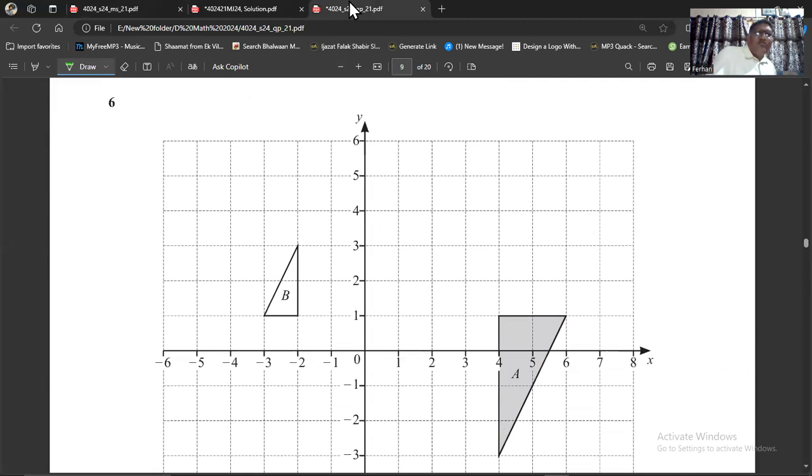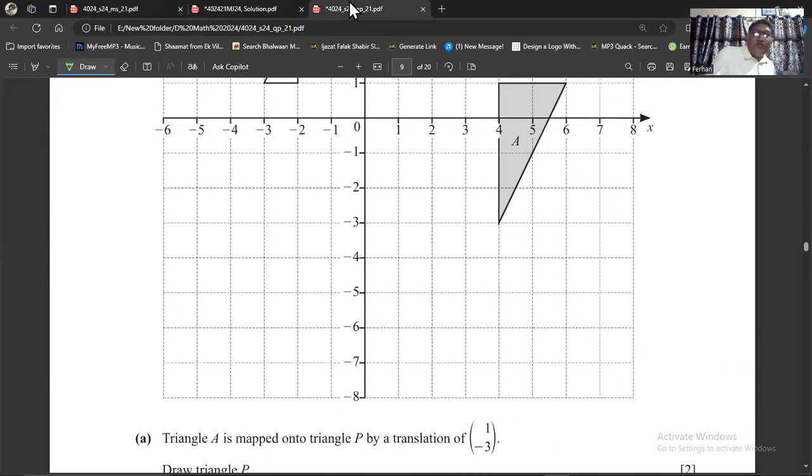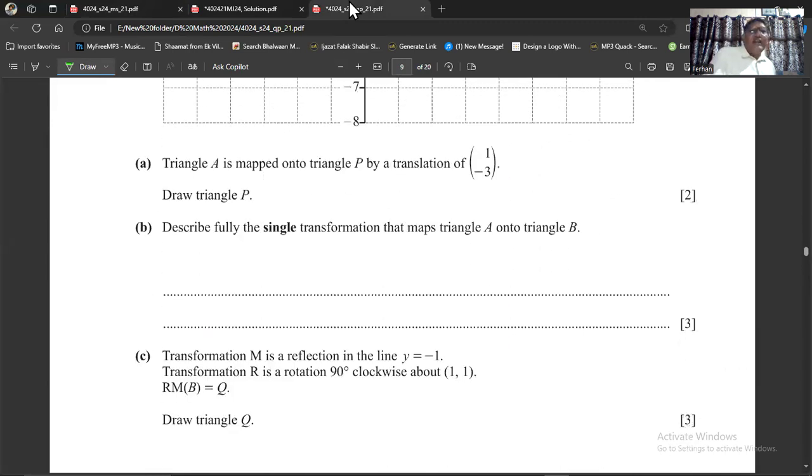Okay, so here we have question number 6 coming up on your screen. He says the triangle A is mapped onto triangle B by a translation of 1 and minus 3. This represents x, this represents y. This means how much you have to move on the x. This means how much you have to move.